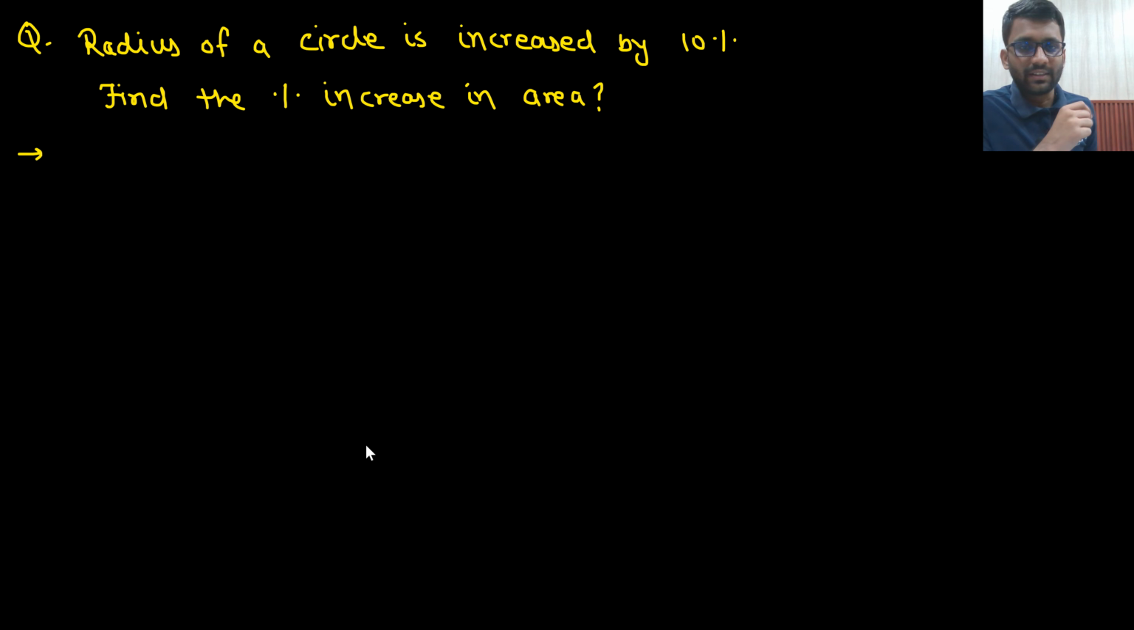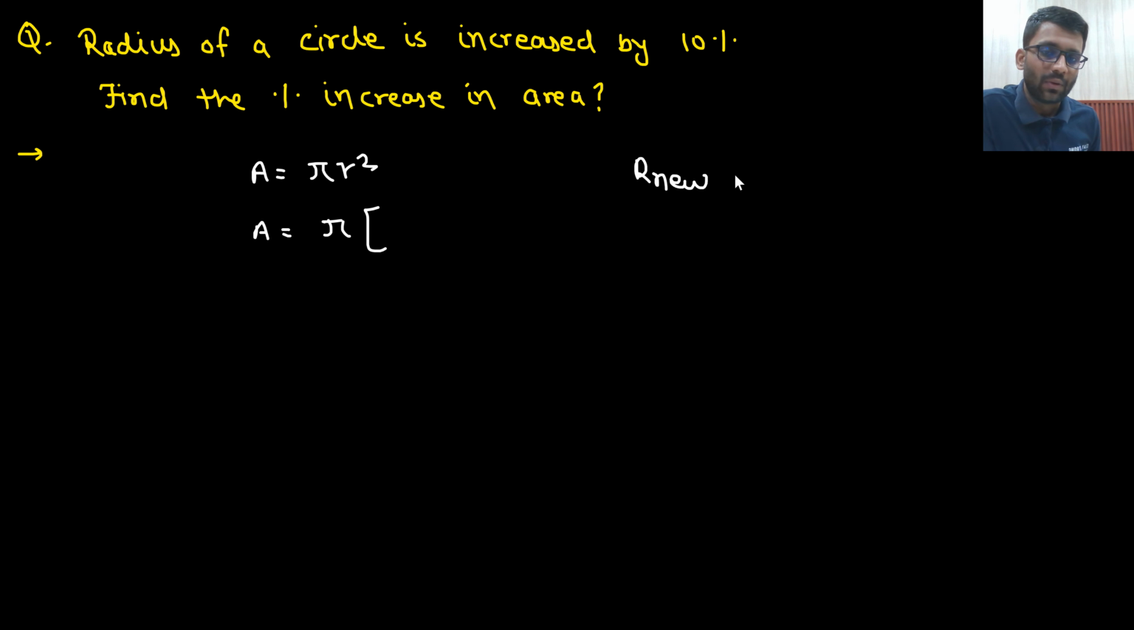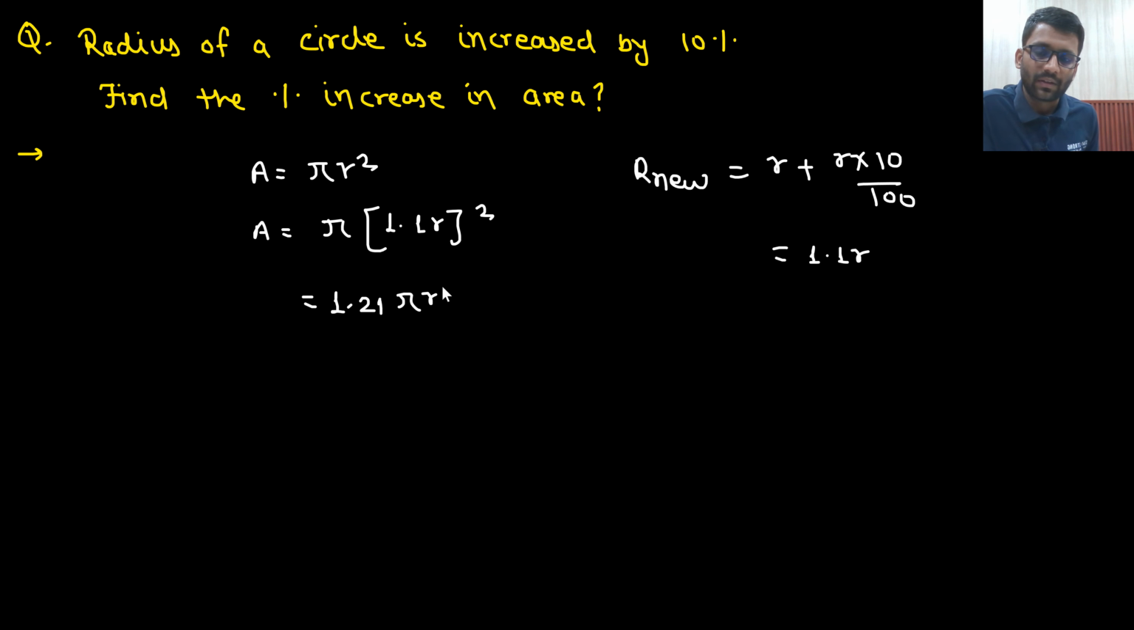The radius of a circle is increased by 10%. Find the increase in area. So what was the initial area? Pi r square. Now what is the area? It got increased by 10%. So what is the new radius? New radius, r new. Initially it was r, plus it was increased by 10%. That means 1.1 r, right? So 1.1 r square. So it would be 1.21 pi r square, the new area.